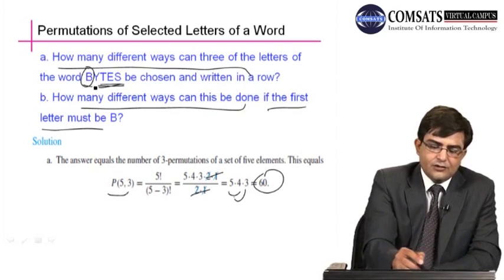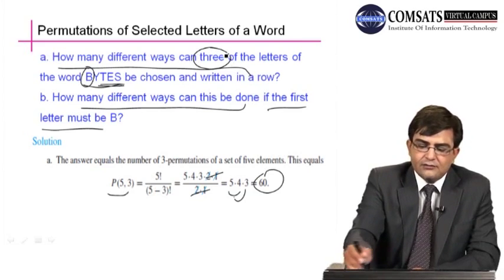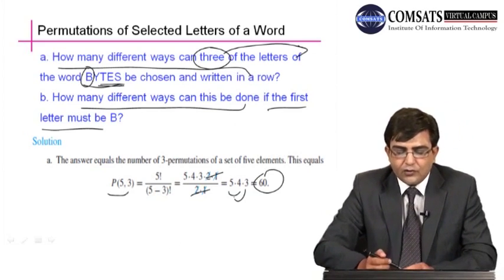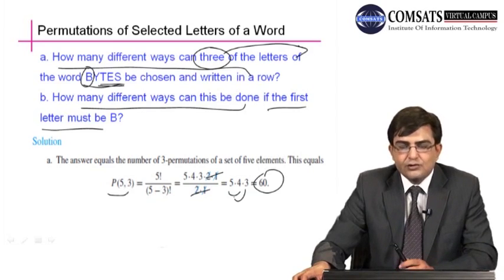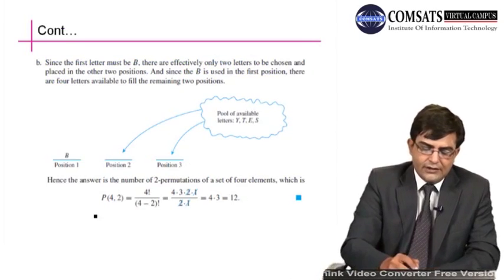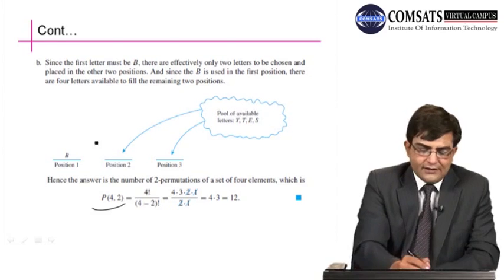There are 4 letters in total now, and out of 4 letters we have to calculate the number of ways in which 2 letters can be arranged. First we had 3, now we have 2 letters because 1 is fixed, and the total number of letters, which is 5, is reduced to 4 now, and the number of letters we have to arrange is also reduced from 3 to 2. So therefore we have to calculate P of 4 2, because B is fixed now here.